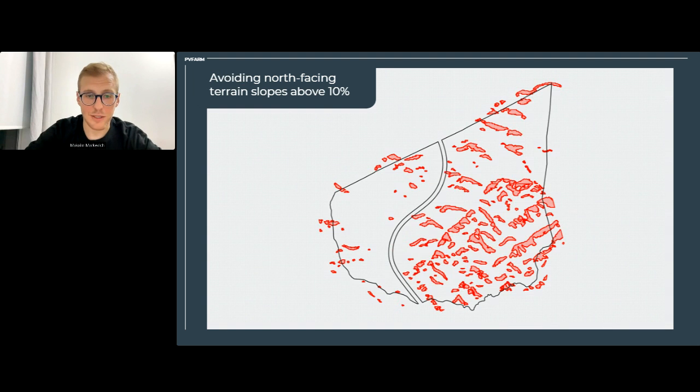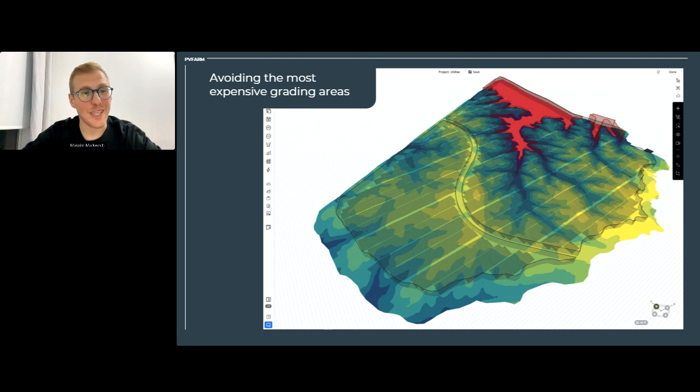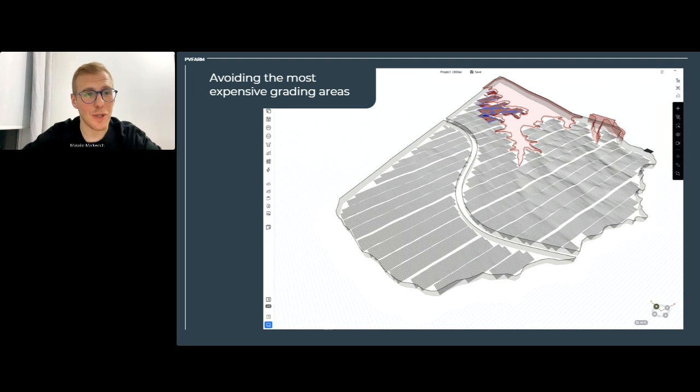So that's why we love engineering. So yeah, the next question, again, a very popular one. I hear this particular one a couple of times a week: how to avoid the most expensive grading areas.